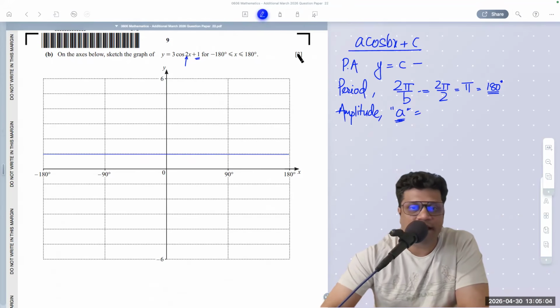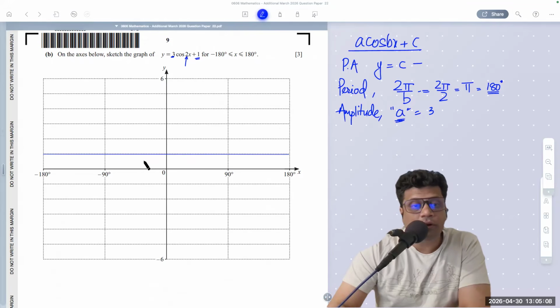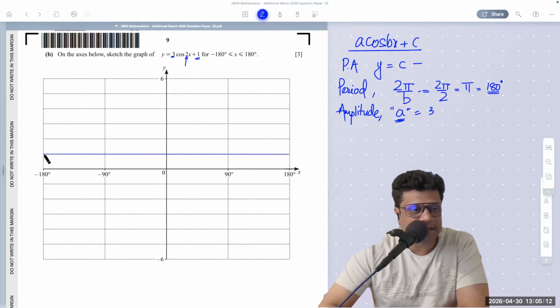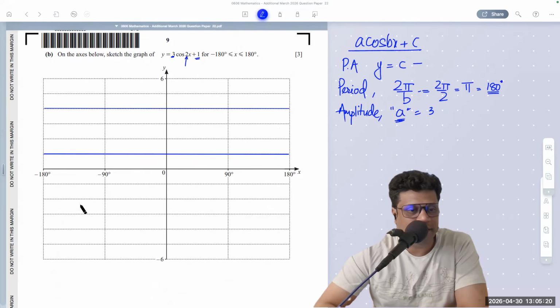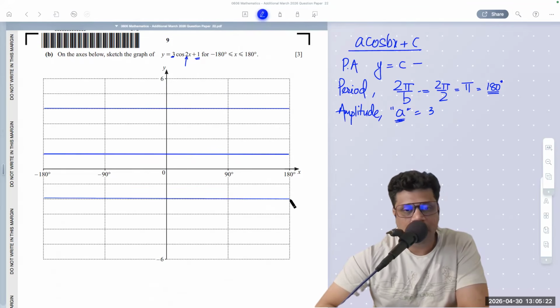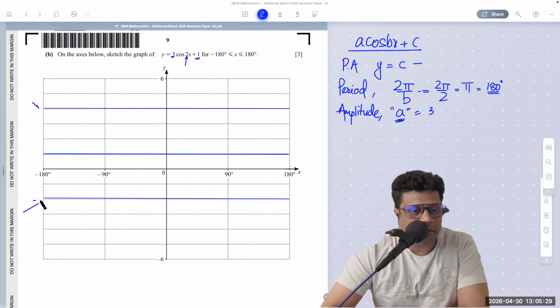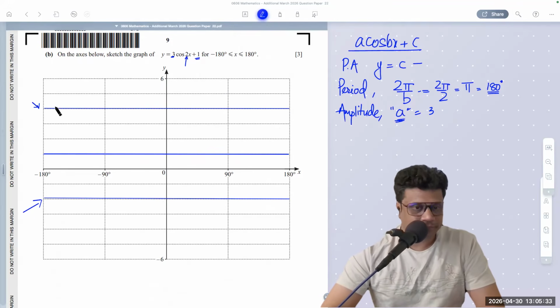And amplitude in this case is the a value. A value here is 3. So you're going to do an amplitude of 3 on this wave. If this is the principal axis, you're supposed to go 1, 2, 3 units up, and 1, 2, 3 units down from that principal axis. These are the lines the cos curve is going to exist in between.